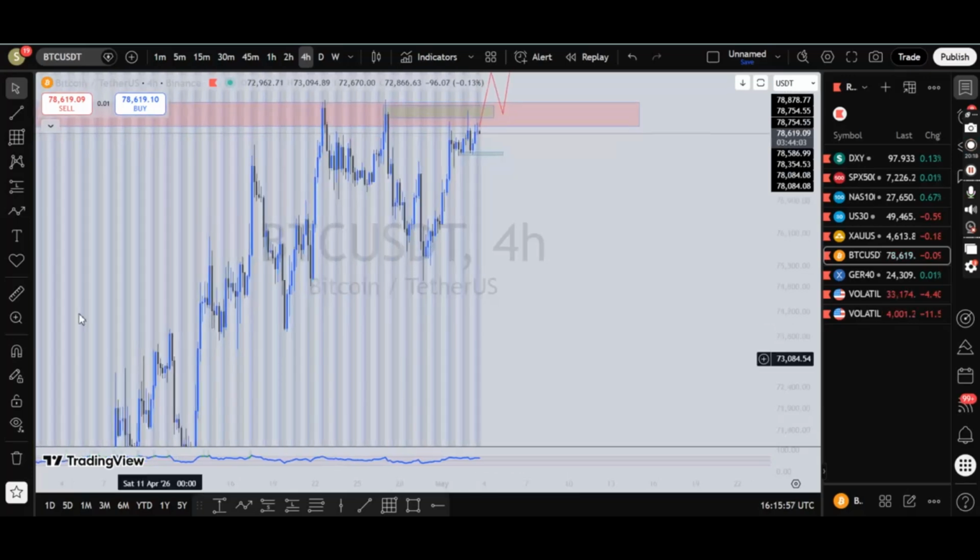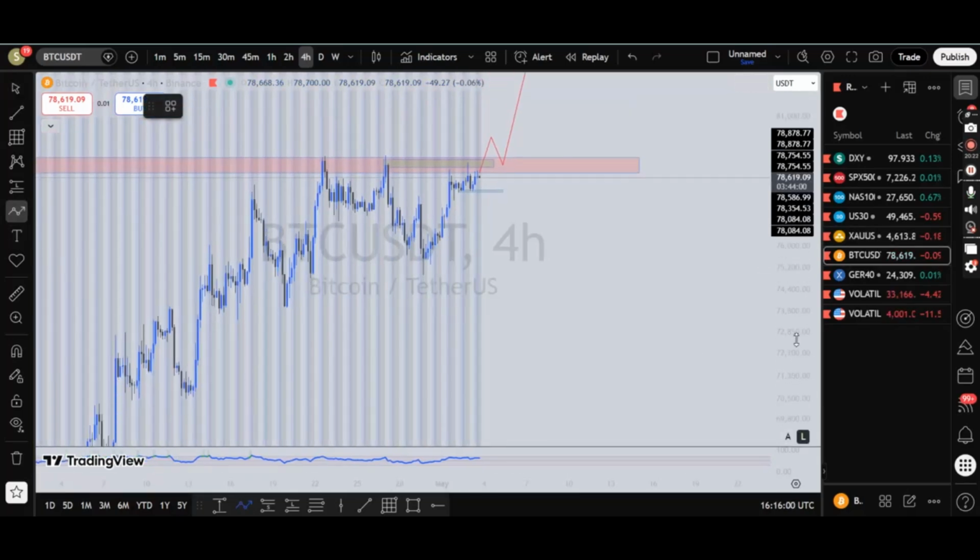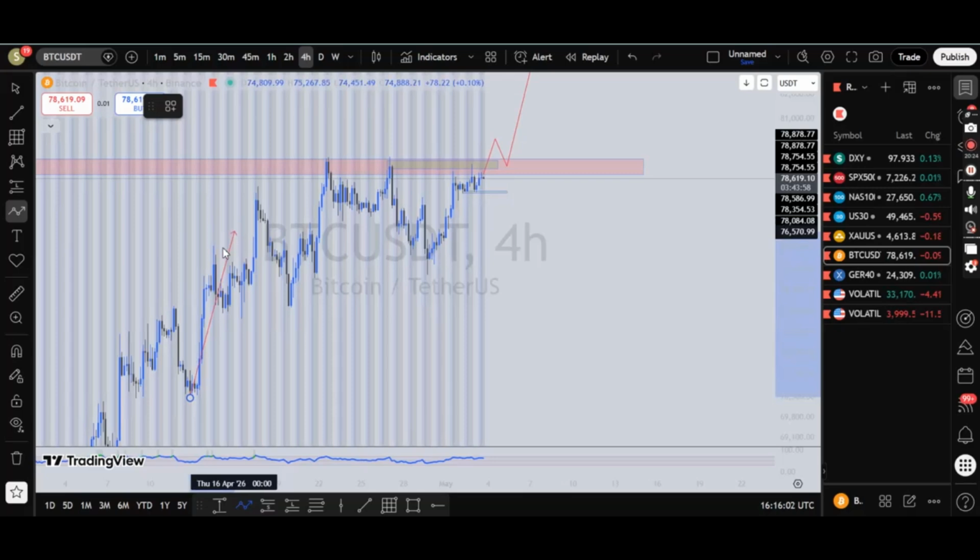Why do I say price is going bearish? Look at this. Let's take it further. Let's take from here, let's take that as my low. This is my high. This is my lower low. And higher low, higher high, higher low, higher high. We have a higher low here. We have an equal high. We both are the same.